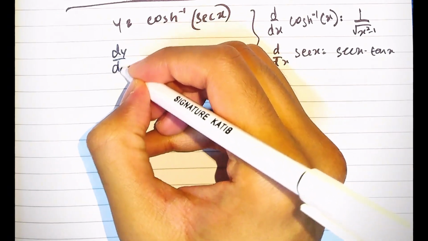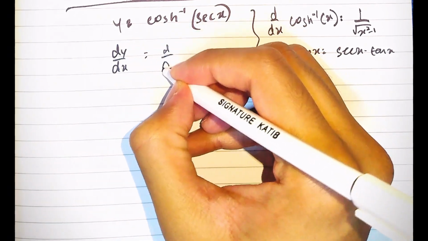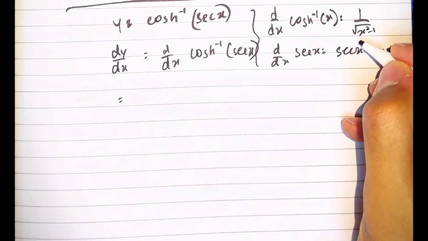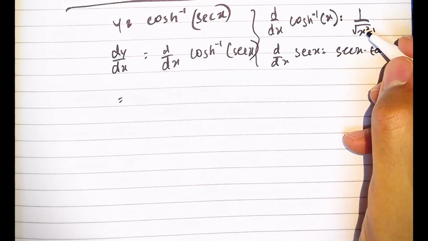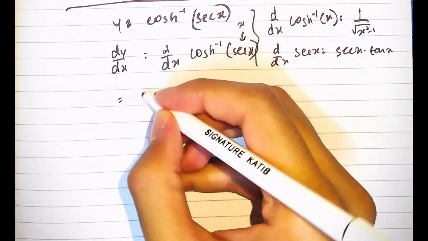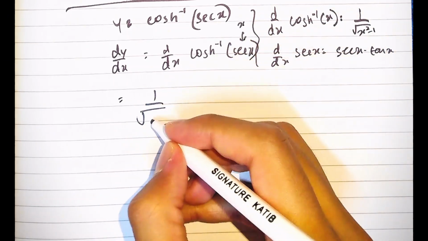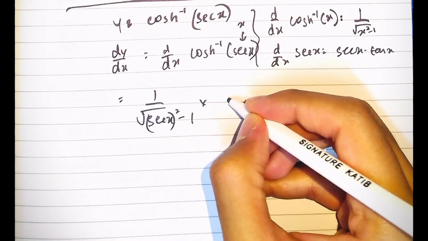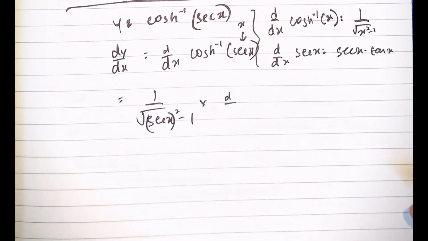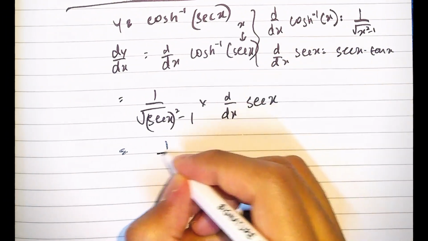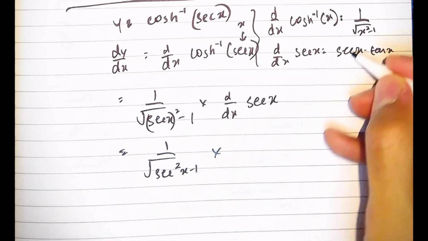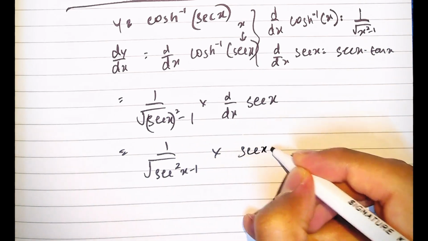Let's apply the differential on both sides of the equation, d by dx. So the derivative of cosh inverse x is actually 1 divided by root of x square minus 1. So this thing right over here is my x. So we have to write 1 divided by, instead of x, secant x whole square minus 1, multiplied by the derivative of the function. What is the function? Secant x. 1 divided by square root of secant squared x minus 1, multiplied by the derivative of secant x, which is secant x dot tangent x.